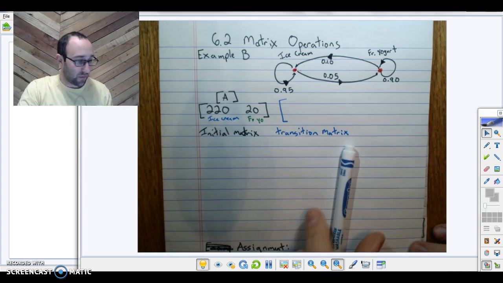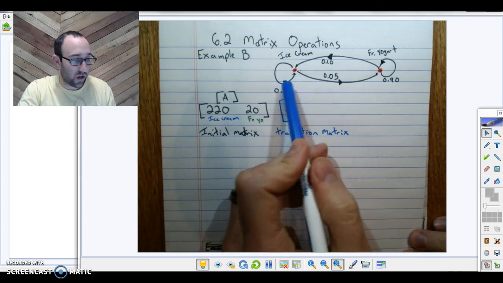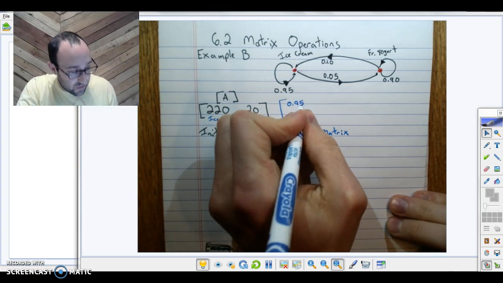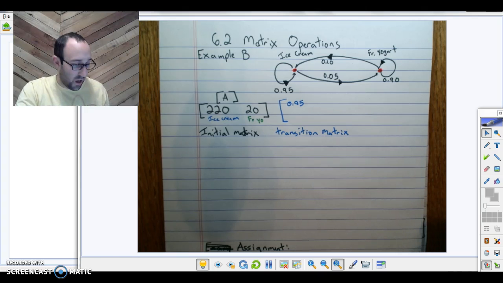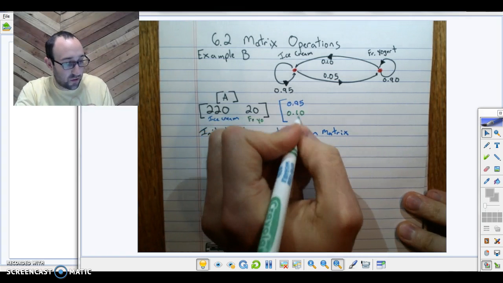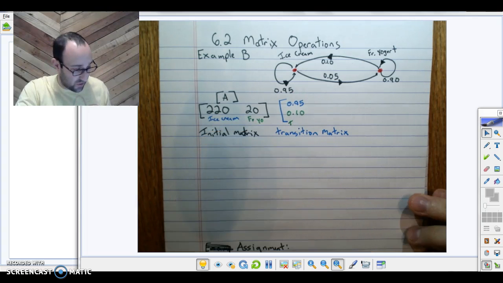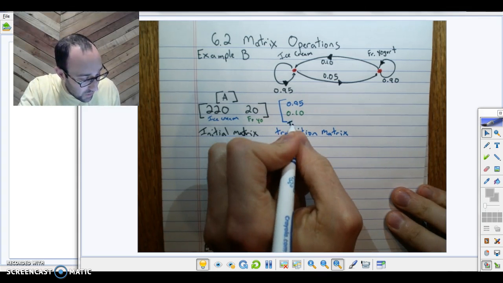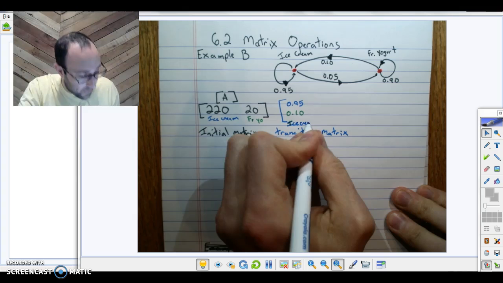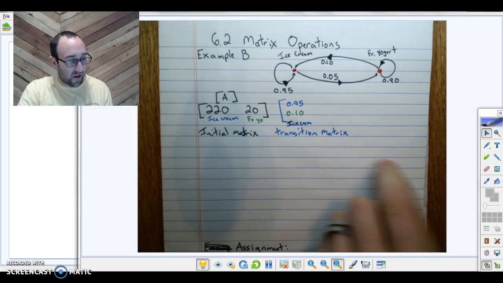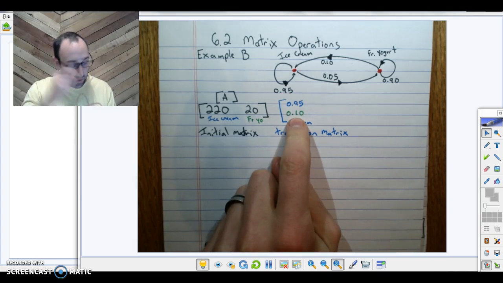Okay, so I'm going to start with the ice cream. Who started with ice cream and who stayed with ice cream? So we know that 0.95 stayed with the ice cream. And then underneath it, I'm going to write down how many switched to ice cream from frozen yogurt. That's going to be 0.10. So this column is how many are going to be in ice cream at the end. I know I spelled it wrong, you don't have to tell me about it, that's okay. So we know that 95% stay there, 10% switch to ice cream.